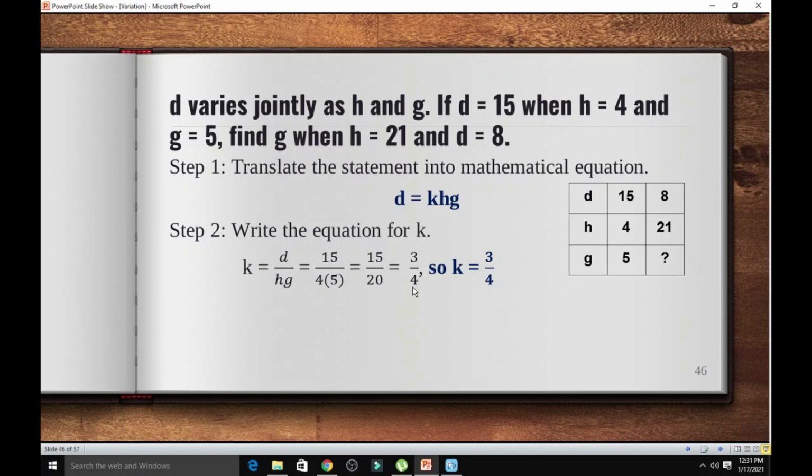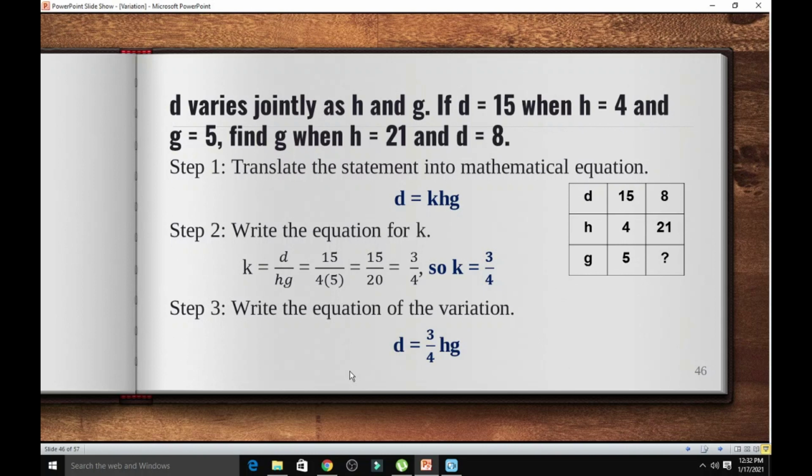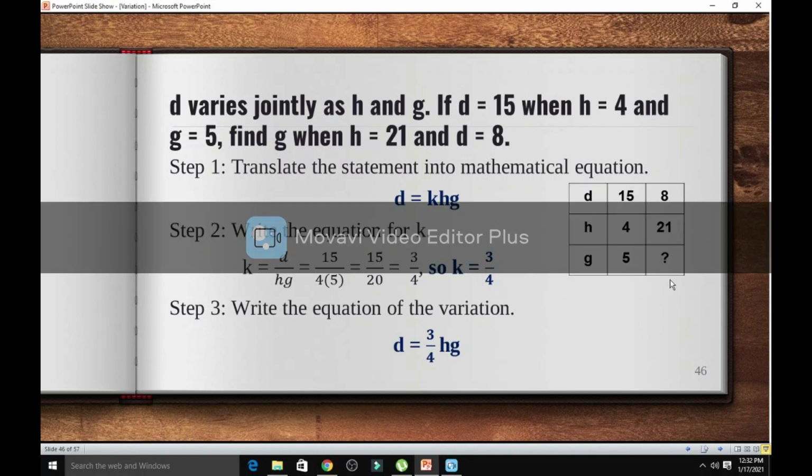So, ang value ng K natin ay 3 over 4. So, step number 3 is to write the equation of the variation. So, from step number 1, yung K natin doon is papalitan lang natin ng 3 over 4. So, ang magiging equation natin is D is equal to 3 over 4 HG. Okay? So, now, we are ready to find the missing variable, which is G.